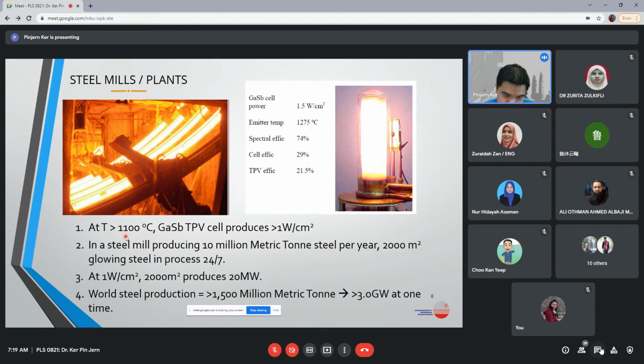So with that kind of estimation of 1 watt per centimeter square, they are looking at the world steel production of 1,500 million metric tons. And from there, the calculation comes to more than 3 gigawatt at one time. So in terms of hours, times 24, and if you have 365 days, you get the numbers of energy produced. Obviously, the number sounds interesting, but the implementation may be difficult in terms of cooling the module and making sure of the reliability.